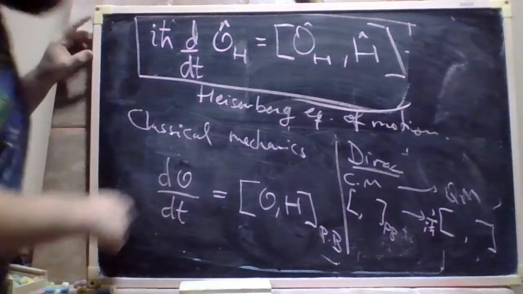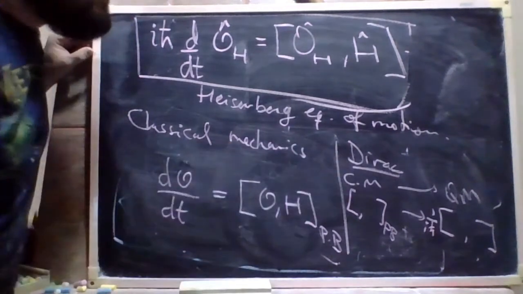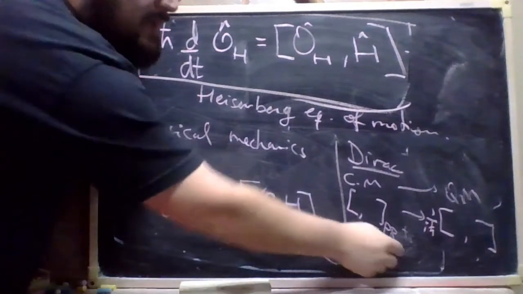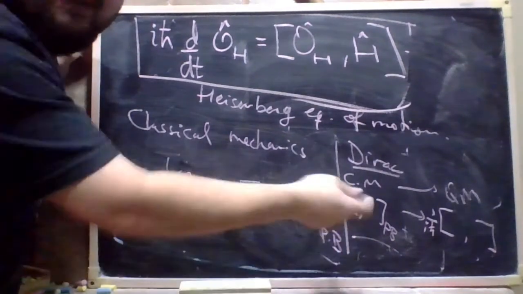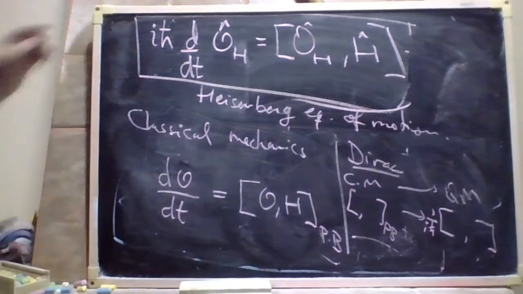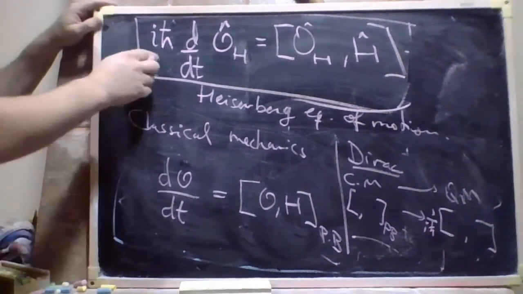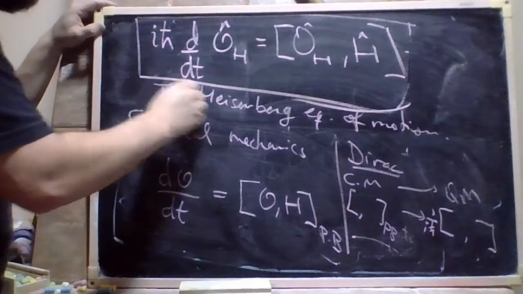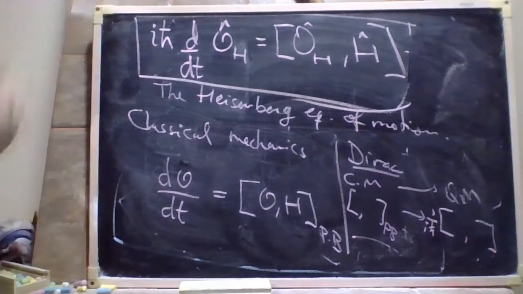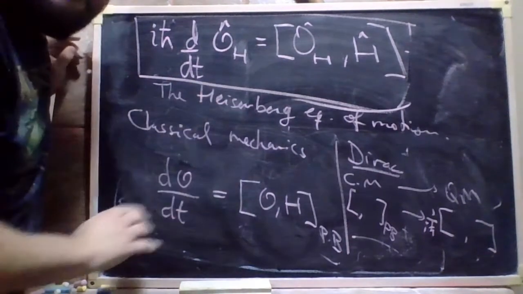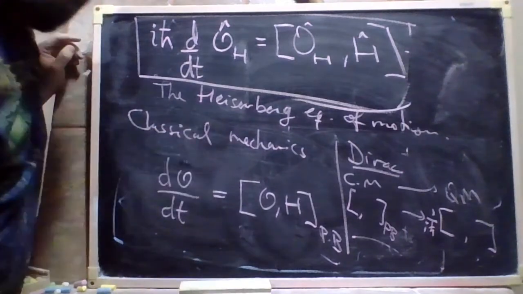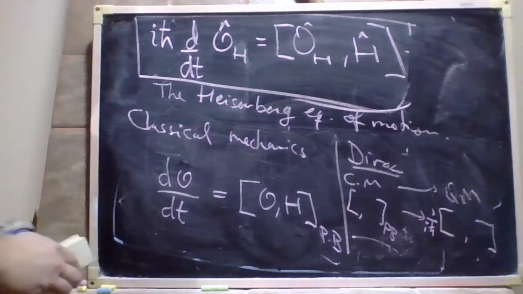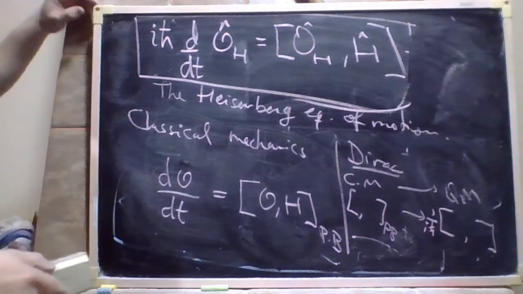You can find a very similar situation between classical mechanics and quantum mechanics, but you need to replace Poisson brackets by commutators. So the Heisenberg equations of motion can be very useful to quantize systems. That's a very interesting connection between things.